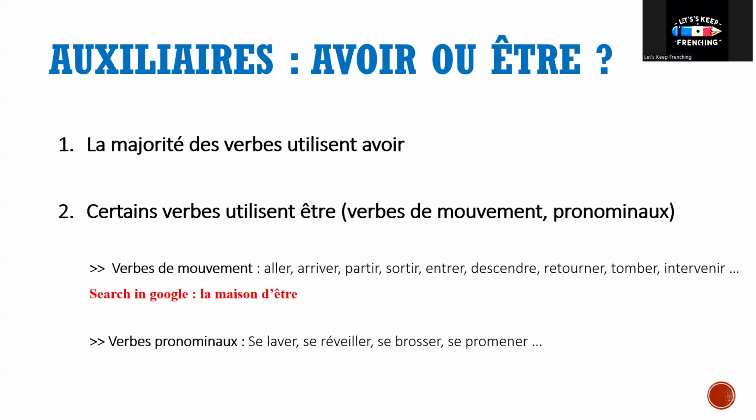And of course, les verbes pronominaux, se laver, se réveiller, se brosser, se promener. Well, this is logical because they are reflexive verbs. Therefore, we use auxiliaire être. Très bien. Now, let's talk about something very, very important, which is the agreement of the past participle.